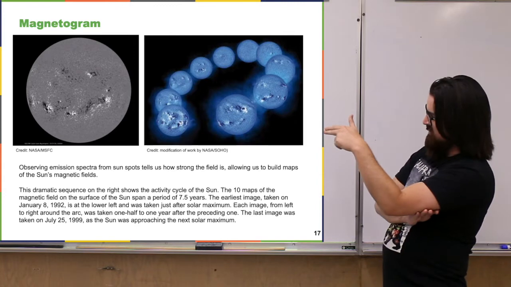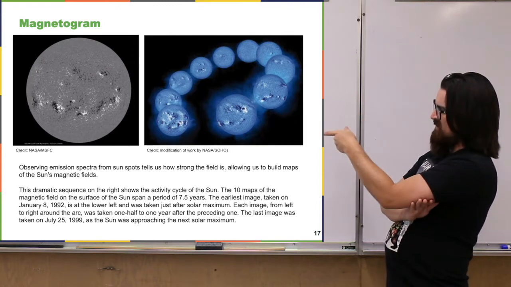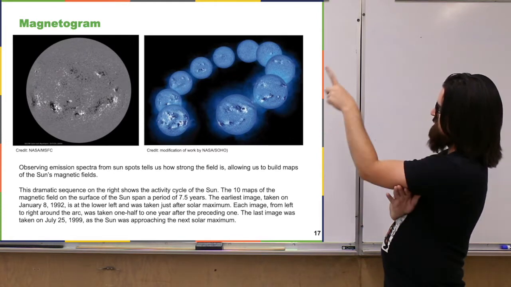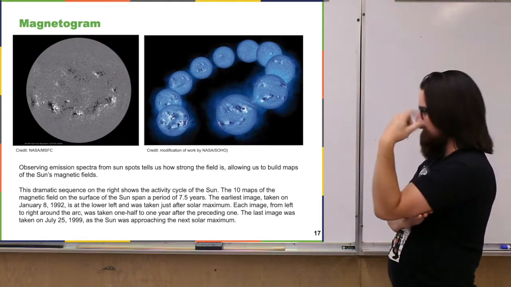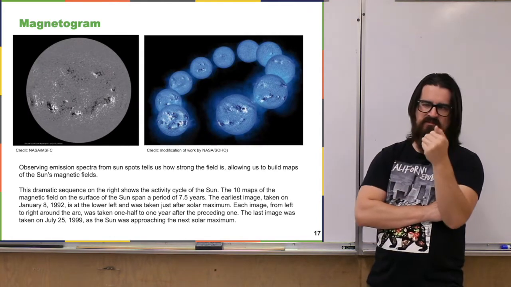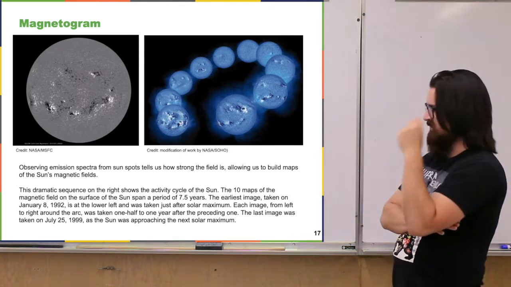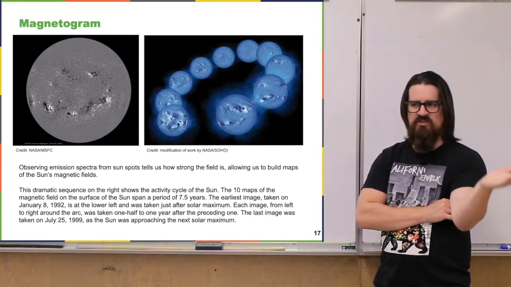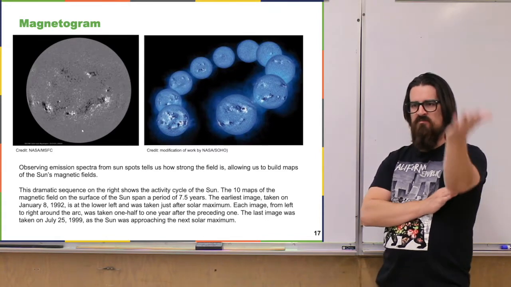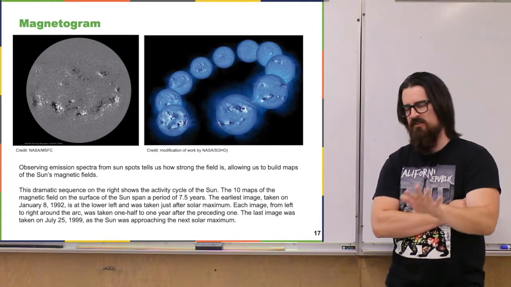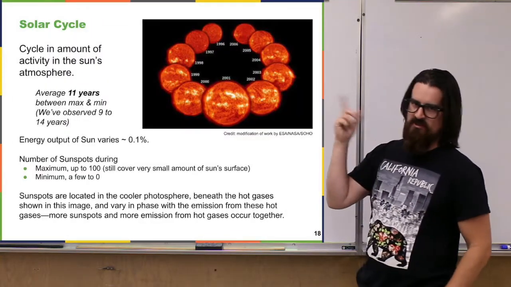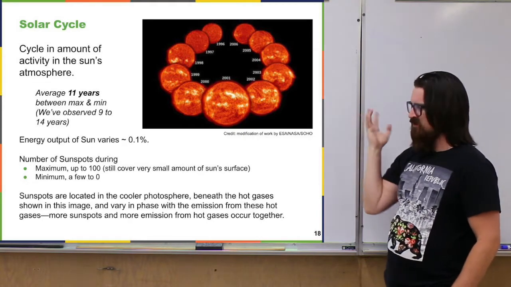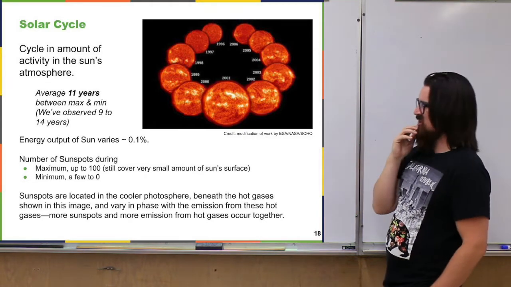So this sequence was taken over about 7.5 years. It starts at about a maximum and doesn't quite make it back to a maximum, so maximum to minimum and then back toward a maximum again. The full cycle we've seen takes something like 11 years on average. It could be less, like 9 years, or more, up to about 14 years. But on average, the sun goes from maximum to minimum and back to maximum in about 11 years. This is what we call the solar cycle. Overall, the energy output of the sun varies over this cycle, but only by about 0.1%, so not very much.